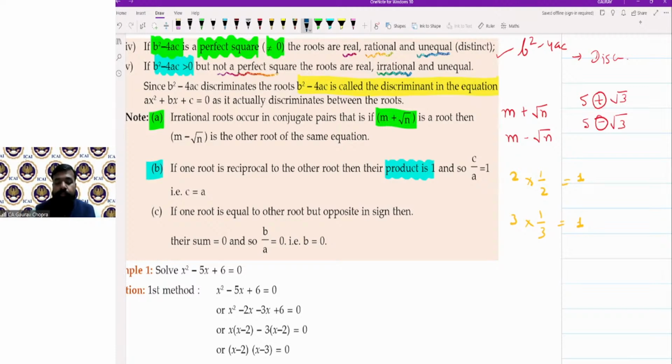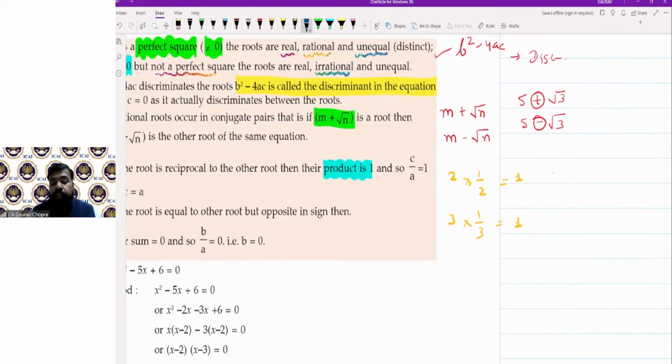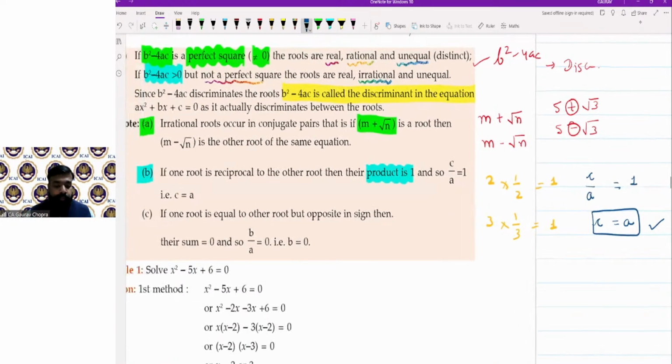So if the product is 1, then we have earlier read that from the quadratic equation, C upon A is known as product, and this product is equal to 1. Then we can also write C is equal to A. C and A both will be equal. So ये situation कब होगी? When the roots are reciprocal of each other. जब दोनों reciprocal होंगे, उस केस में C and A will be equal.